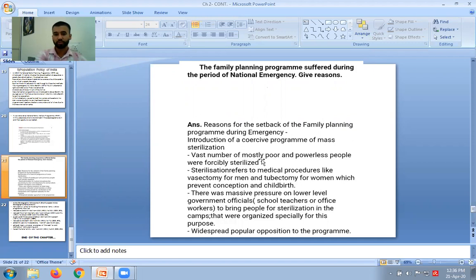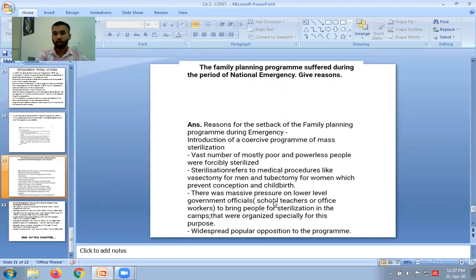A vast number of mostly poor and powerless people were forcefully sterilized. So many poor or powerless people were forced to go for sterilization. Sterilization refers to medical procedures. I've already told you that sterilization is a medical procedure in which vasectomy is done for men and tubectomy is done for women, after which they reach a permanent birth control situation and are never able to give birth to children. Right? So this was what was happening.